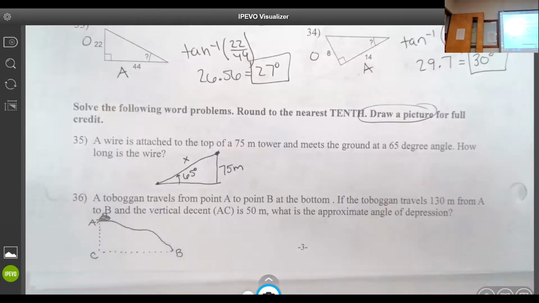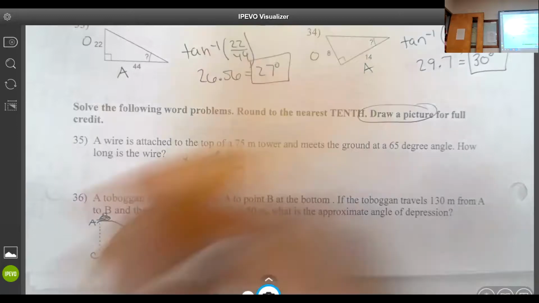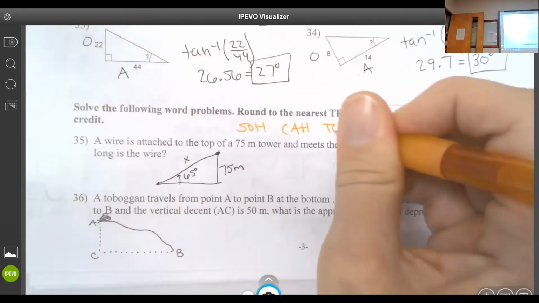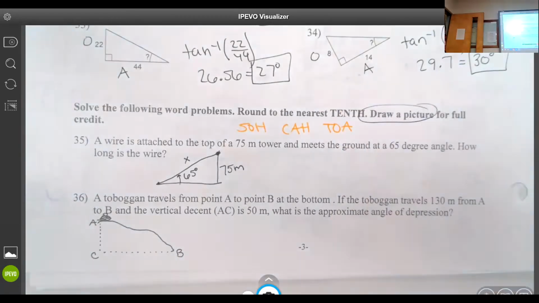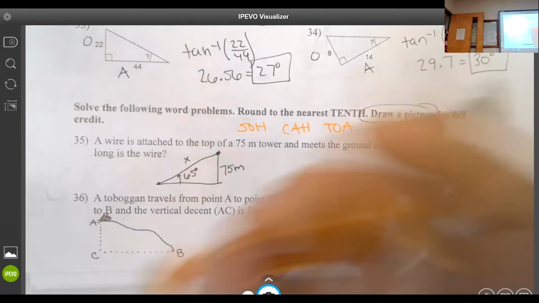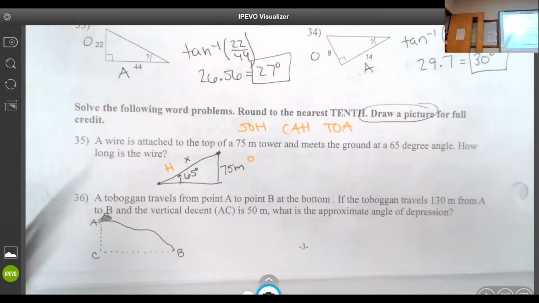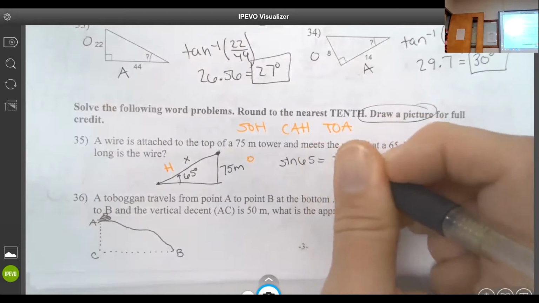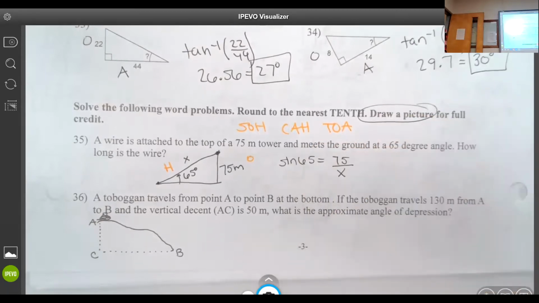And from that, I need to decide which trig function I am using. Am I using sine, cosine, or tangent? These word problems are still trig problems. We just need the picture first. So which would I use there? Sine. Yep, I have opposite and hypotenuse. Say the sine of 65 equals 75 over x.